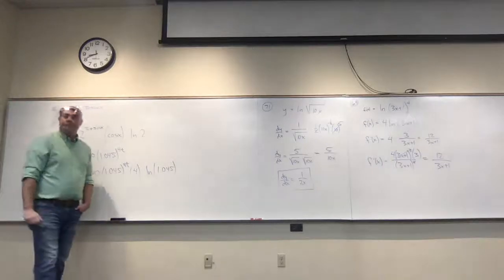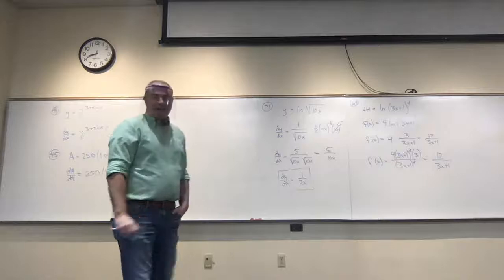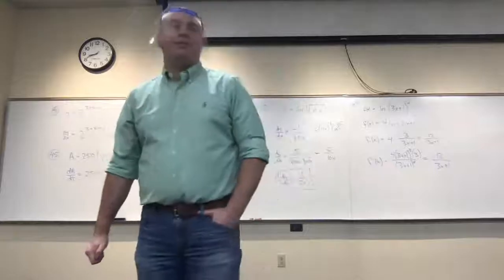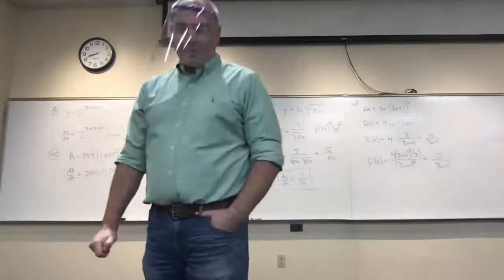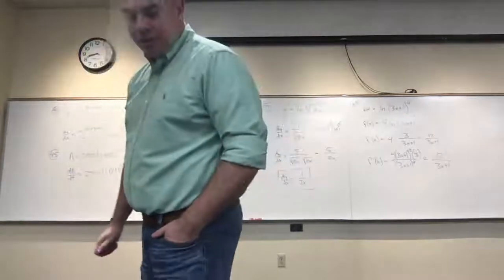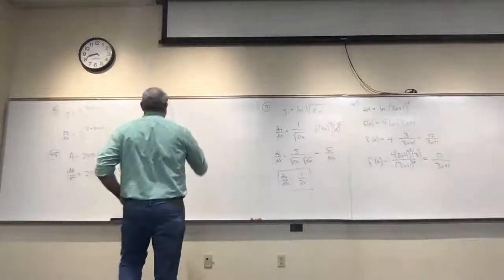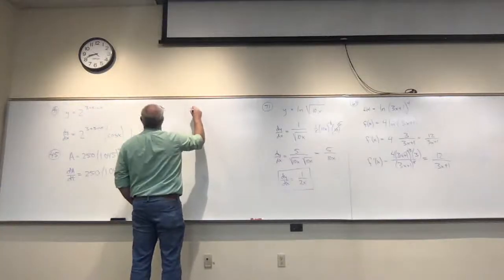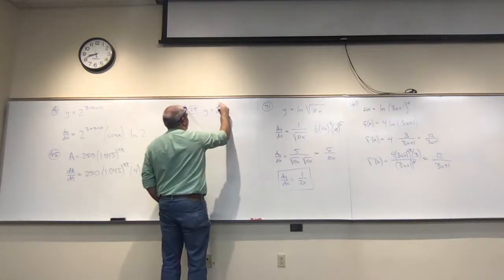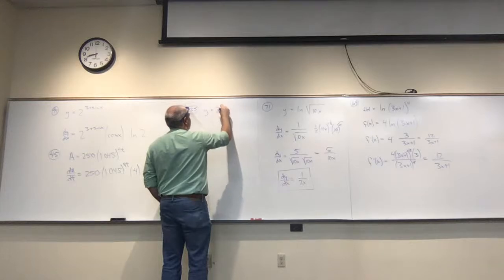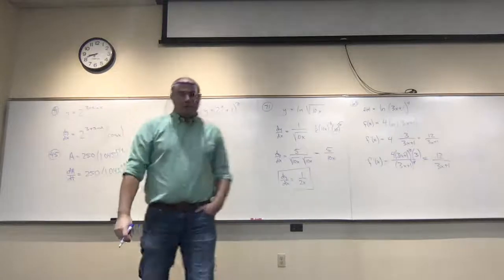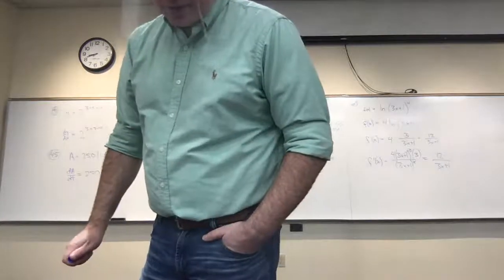Yes, sir. Could you do 35? 35, yes, and I think I'll say that this is the last one because I don't want to do every single one. So 35, we have y equals (2 to the x plus 1) to the pi. Okay, y equals 2 to the x plus 1 raised to the pi. Let's see.